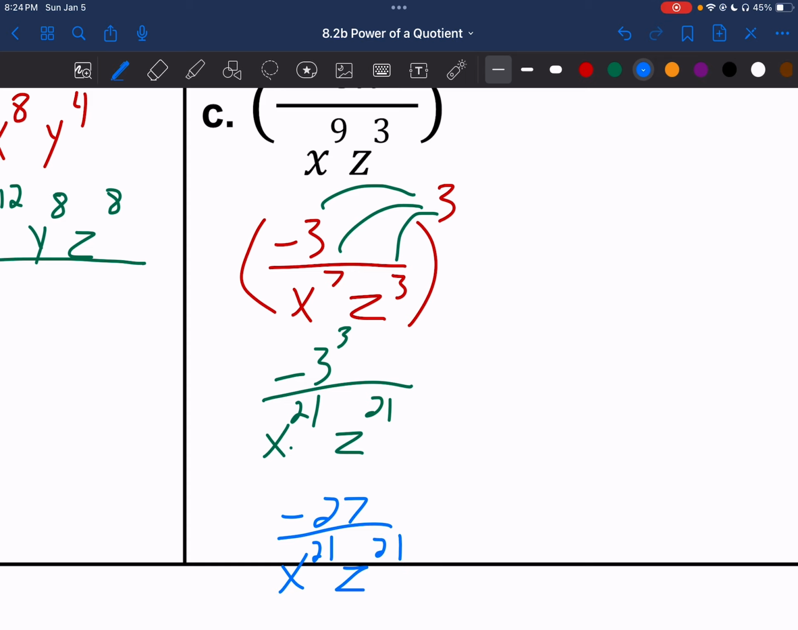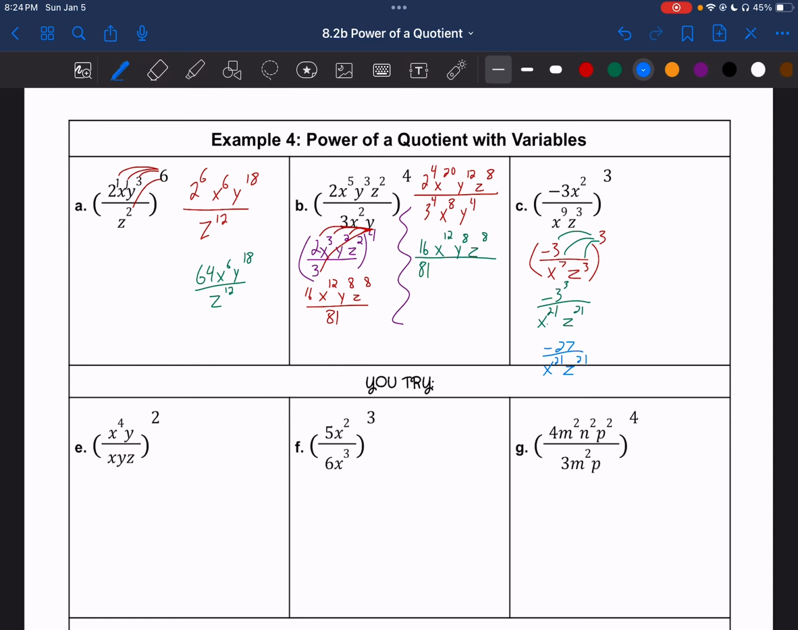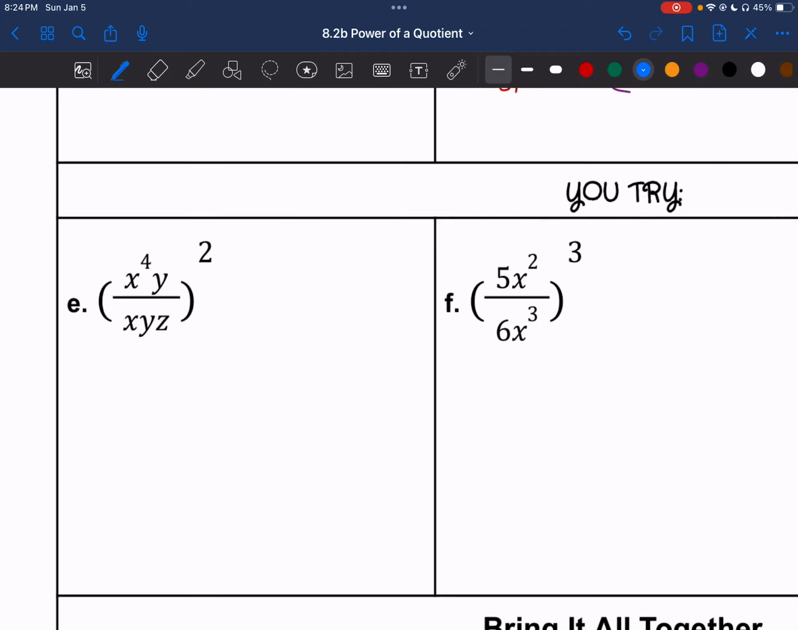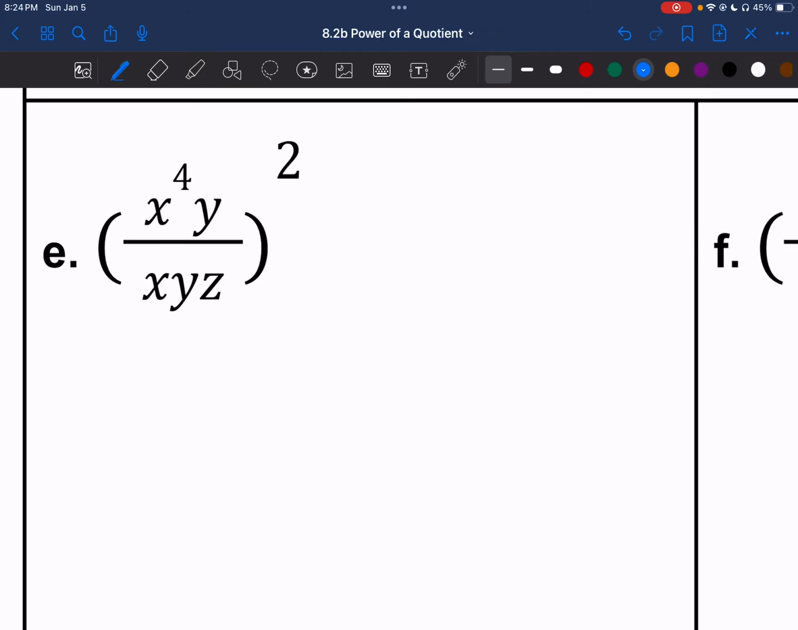All right. So you're going to try letters E, F, and G on your own, and we're going to go over them. So I'm going to go by the simplification route first. Where do I have more x's, top or the bottom? I have more x's on top, and I have 3 more, because 4 minus 1 is 3.